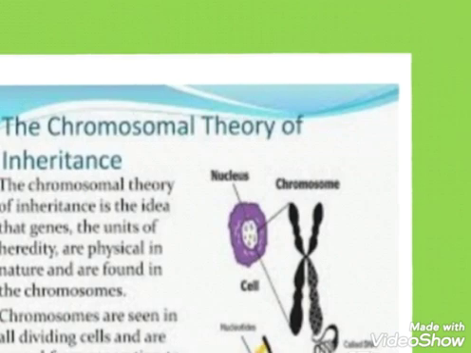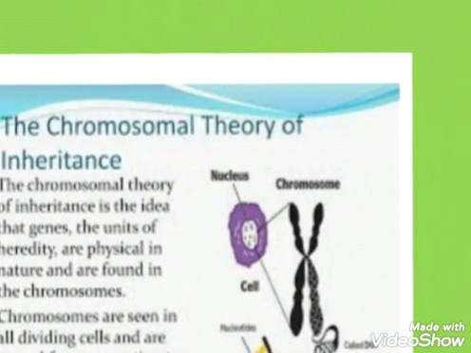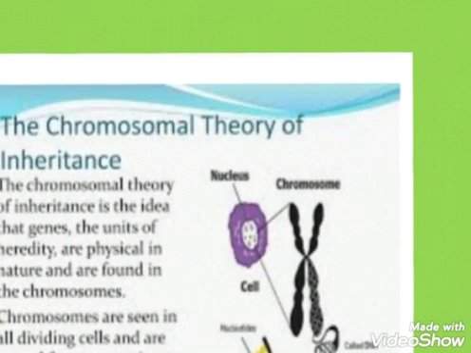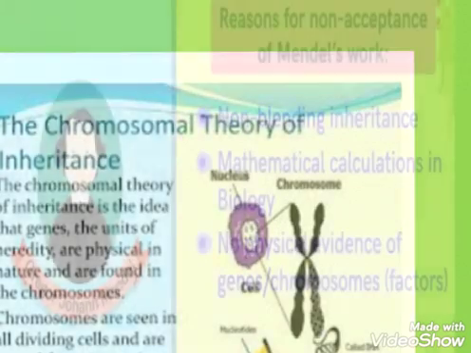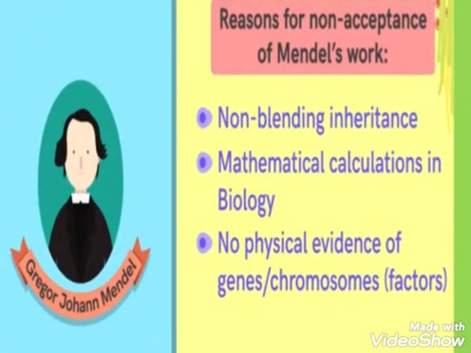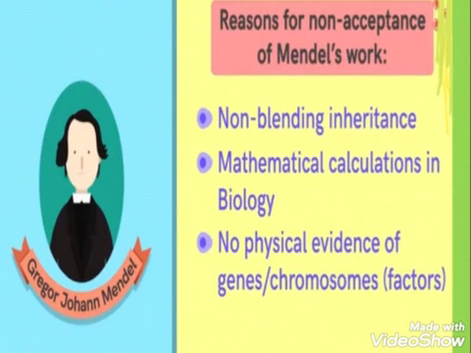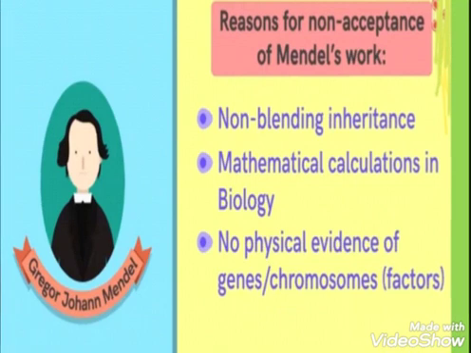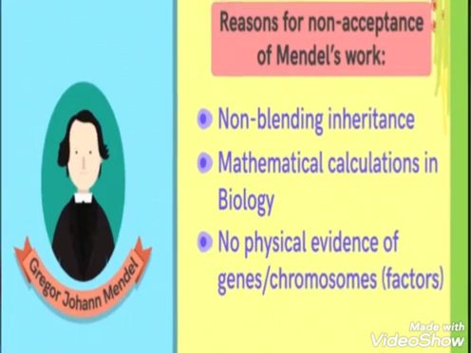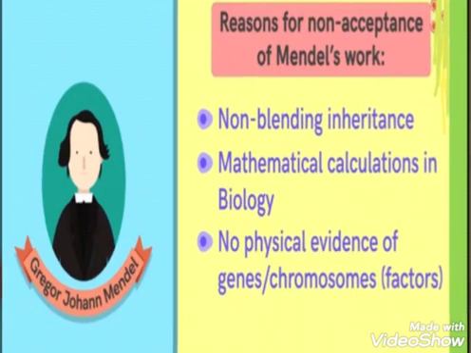The chromosomal theory of inheritance is the idea that genes, the units of heredity, are physical in nature and are found in the chromosomes. Chromosomes are seen in all dividing cells and are passed from generation to generation. Long before chromosomes were visualized under a microscope, the father of modern genetics, Gregor Johann Mendel, began studying heredity in 1843. With the improvement of microscopic techniques during the late 1800s, cell biologists could stain and visualize subcellular structures, the genes and the chromosomes.